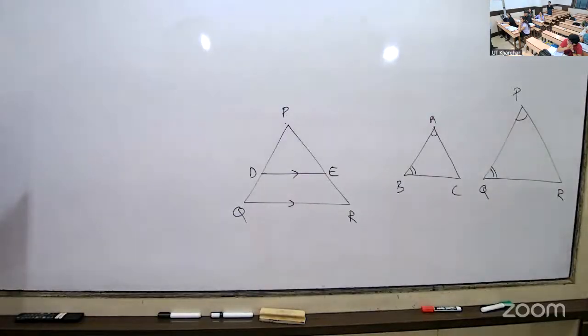DE is parallel to QR. DE is parallel to QR. And PQ is a transversal. So angle PDE is equal to angle PQR. Angle PDE is equal to angle PQR. Reason: corresponding angles. Yes or no? One pair.